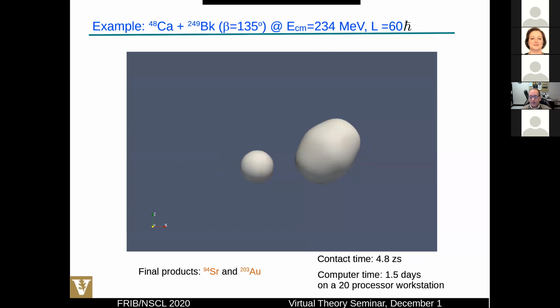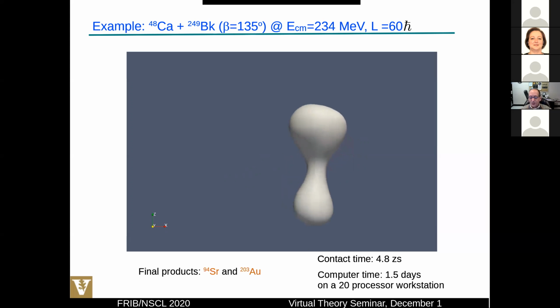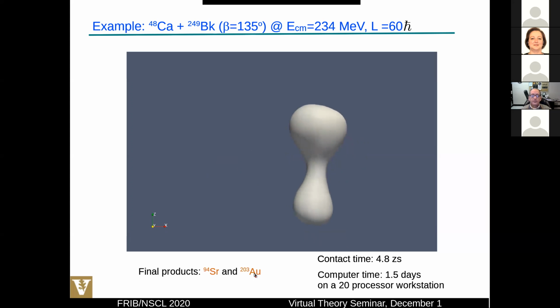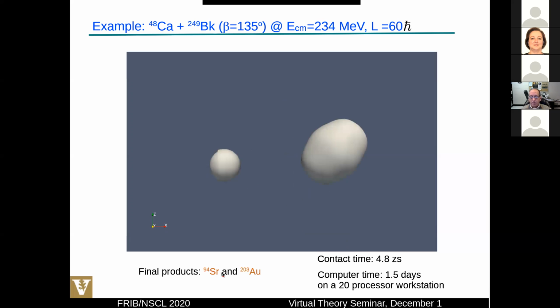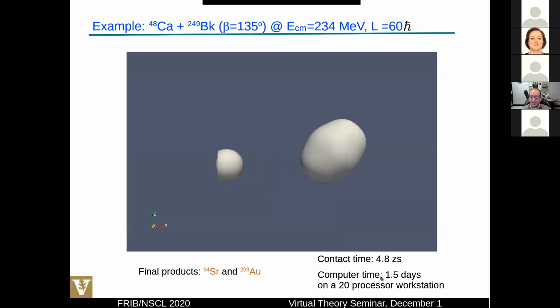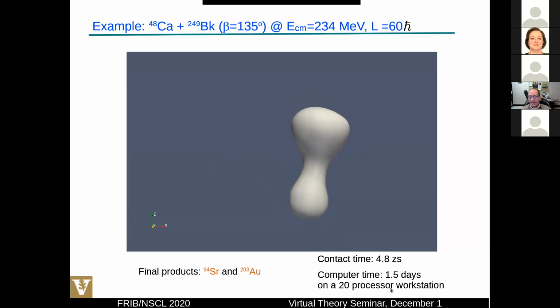This looks like a fast movie, but it's actually made to run fast because of time restrictions. The final fragments here: we started with calcium-48, and you have strontium-94 and gold-203 as the final fragments. So you see there's a large transfer of particles. The contact time is 4.8 zeptoseconds in this reaction, which is 4.8 times 10 to the minus 21 seconds. And it takes 1.5 days on a 20-processor workstation running OpenMP to actually compute this one particular collision. So this is all done with the TDHF equations. There is no external interference in any of these.